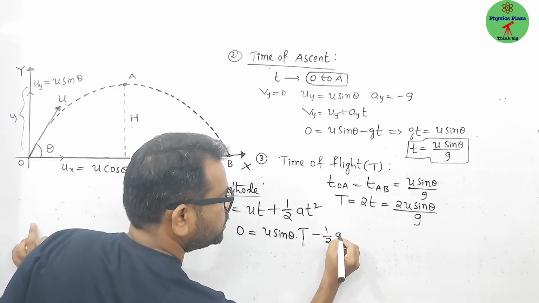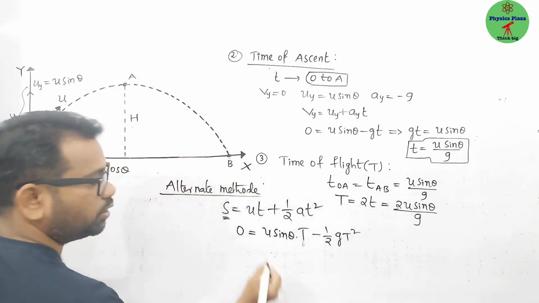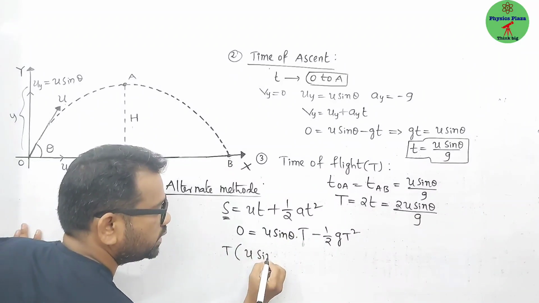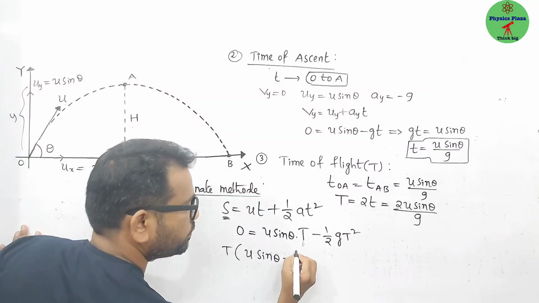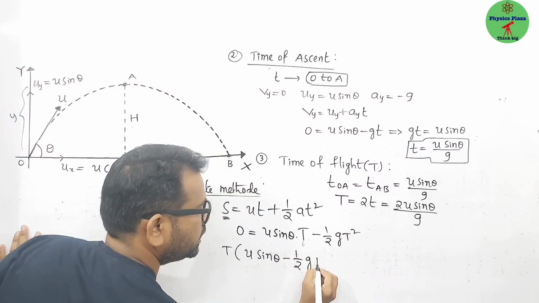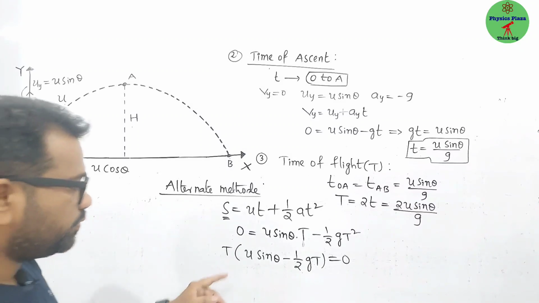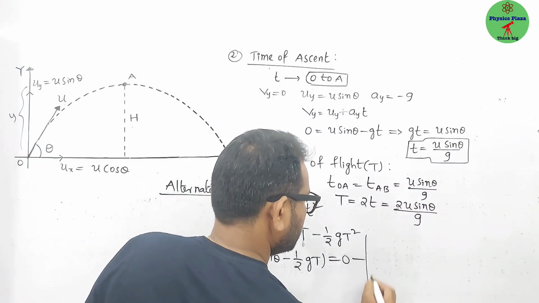minus half g t square. Now you can take t as common: t into (u sine theta minus half g t) is equal to 0. Okay? So with this equation, two things are possible.